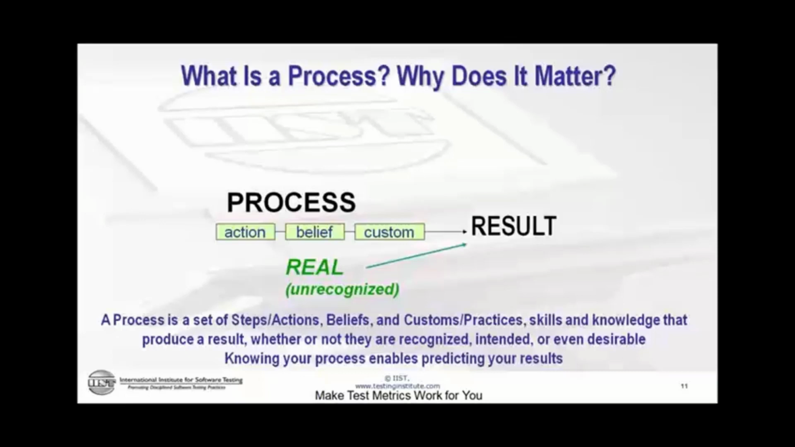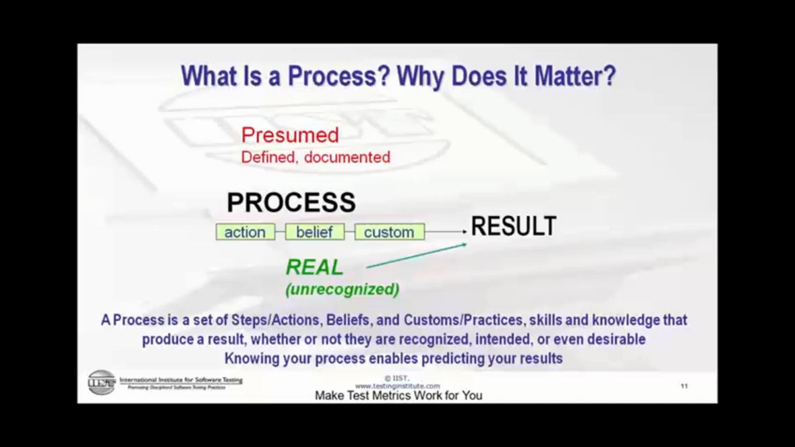There is the real process that's actually producing our results. And very often, the real process is not recognized. And then there is the presumed process. The presumed process is what people think is producing their results. Now, very often, the presumed process is a defined process. If your process is documented, that is, by definition, a defined process. But you can have defined processes that are not documented.